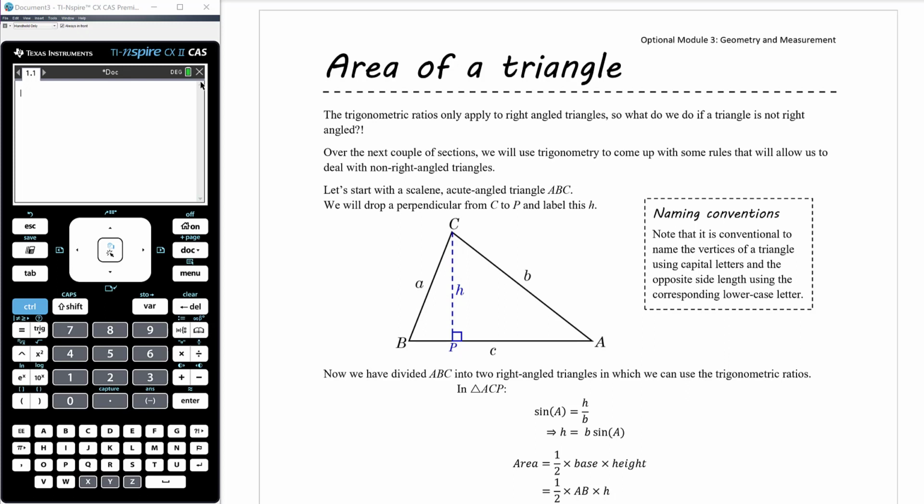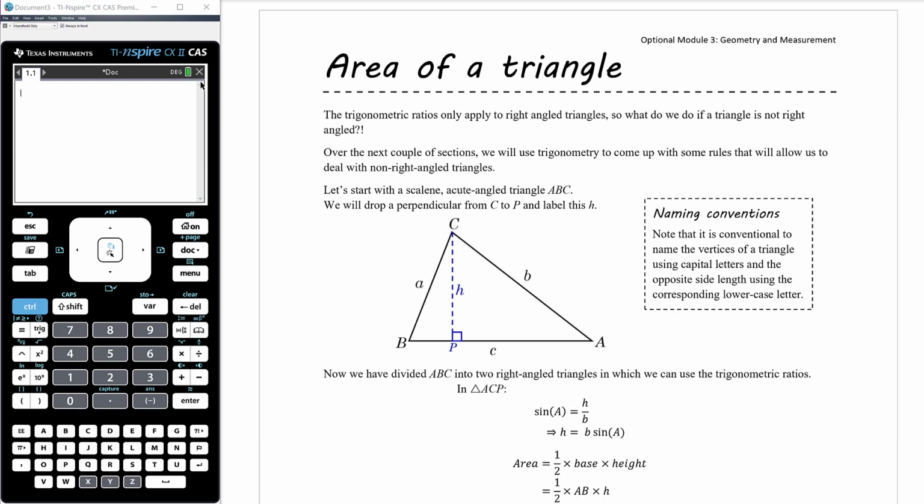Okay, so the naming conventions are that we name the corners, or the vertices, of the triangle with capital letters. They don't have to be A, B, and C. They could be P, Q, R, or X, Y, Z, or D, E, F, or whatever. It doesn't matter, but they are capital letters, whatever the chosen letters are. And then the opposite side length is referred to with the lowercase letter.